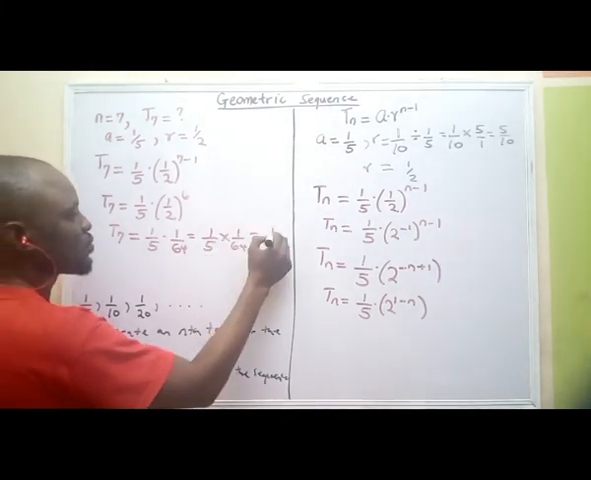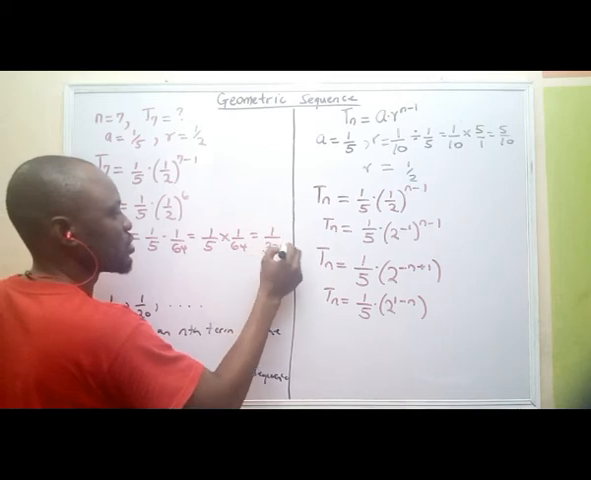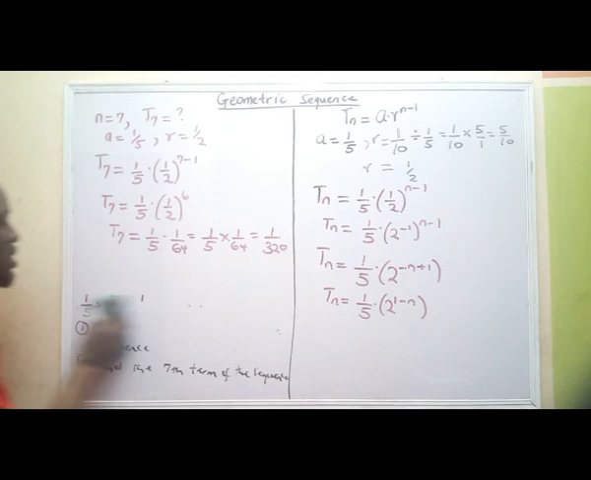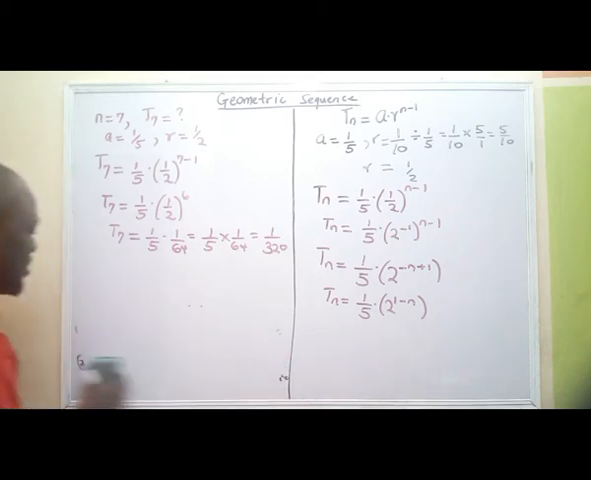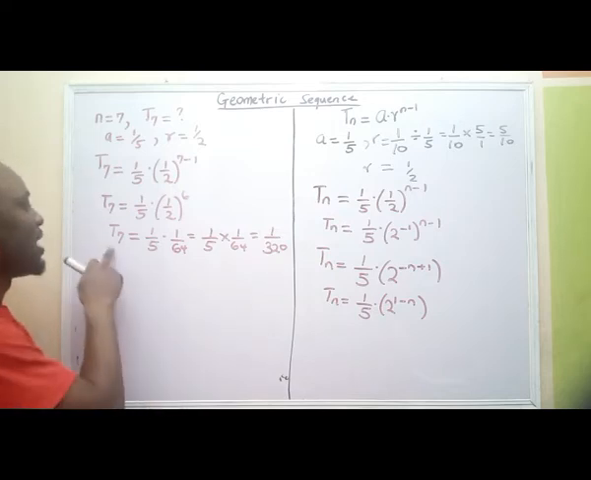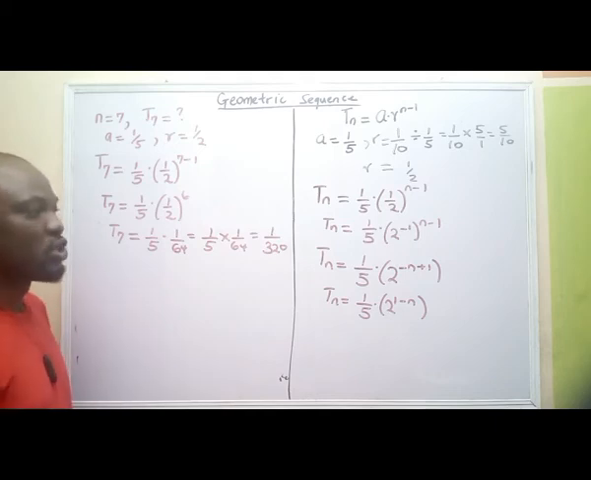So 1 times 1 is 1, and 5 times 64 will give me 320. So that is the corresponding value. I said every n produces a T sub n. When the term number is 7, I have 1 over 320.